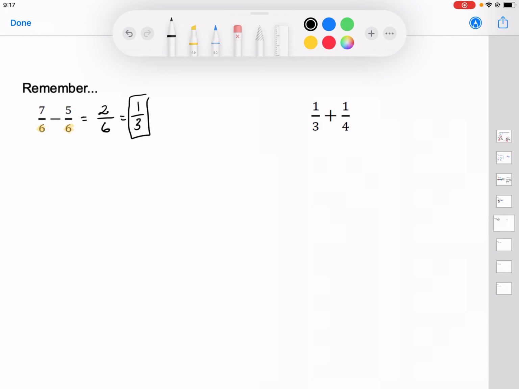Now, if there's not a common denominator, what you do is you find your least common multiple or the least common denominator of each fraction. So if we have a 3 and a 4, our least common denominator would be 12. Our LCD is 12. That's because it's the smallest multiple that goes into both 3 and 4.